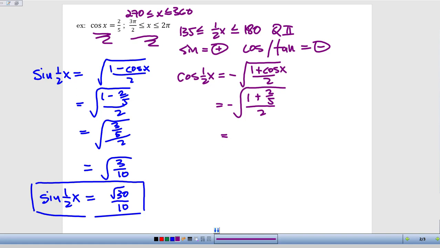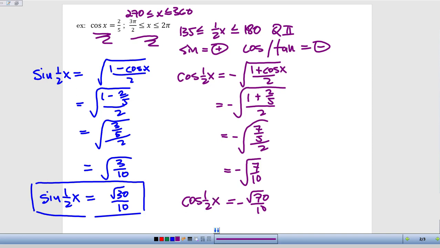1 plus 2/5, so 5/5 plus 2/5 is 7/5, all over 2, again underneath the square root symbol with the negative sign. If we then divide 7/5 by 2, or multiply by 1/2, we're going to have 7 over 10 underneath the square root symbol. If we rationalize that, multiplying the top and bottom by root 10, we have root 70 over 10, and our answer is negative. So our cosine of the half angle is negative root 70 over 10.